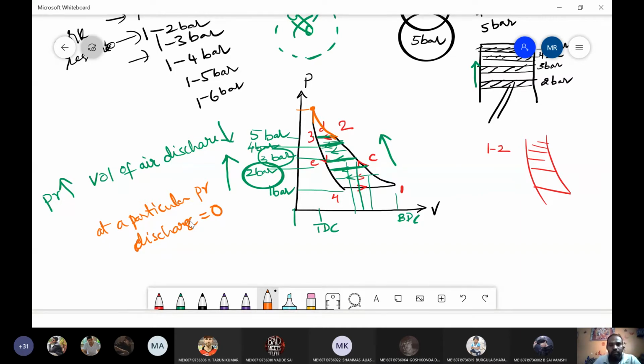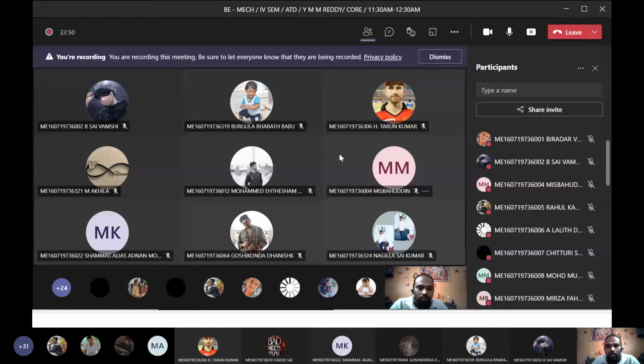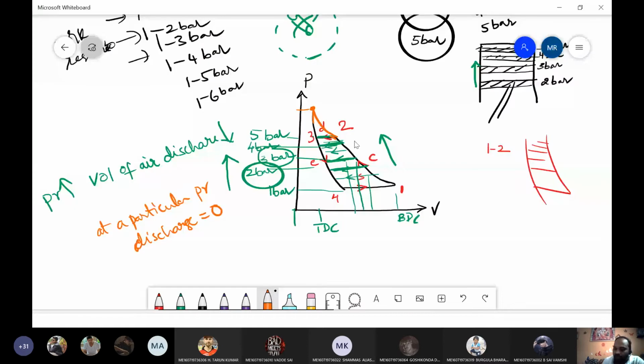Okay. So the main drawback of single stage is the pressure rise is limited to 5 bar max. If you want to increase the pressure beyond the 5 bar, what will happen? The discharge of air is decreasing. If you still want to raise the pressure to a certain particular pressure, there will not be any discharge. Directly after compression, expansion is starting. Suction, compression, expansion. There is no discharge. So that is the one problem with the single stage.